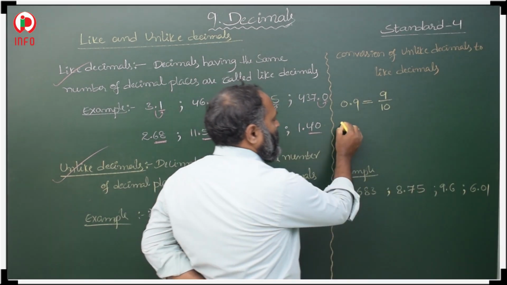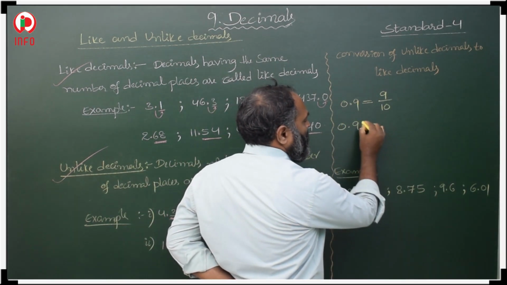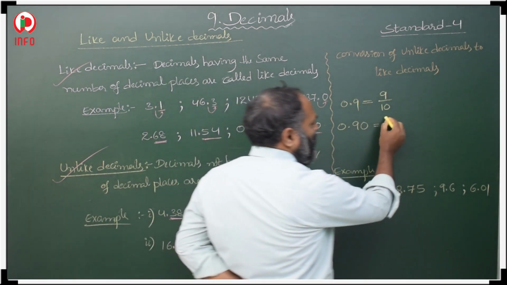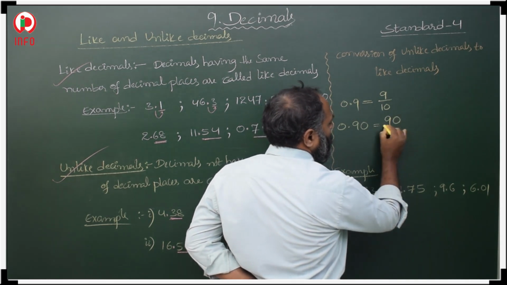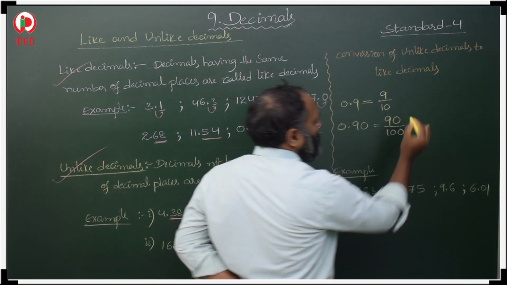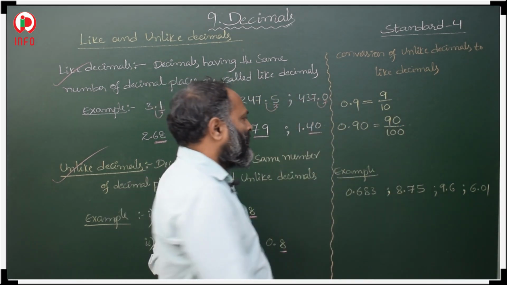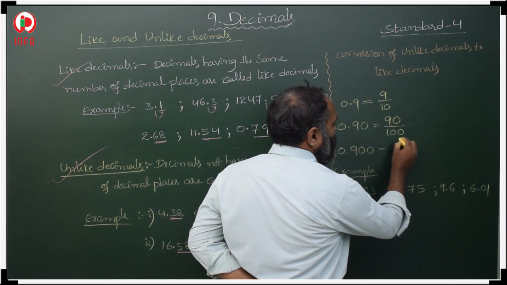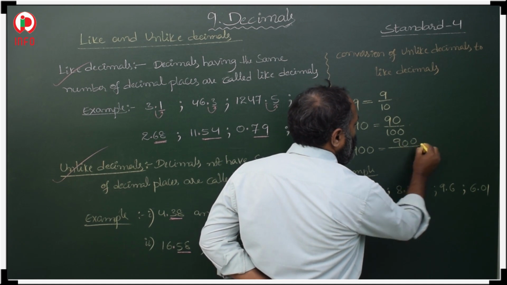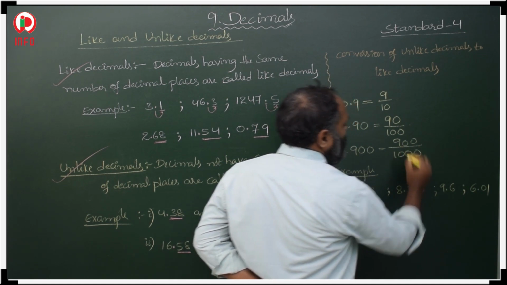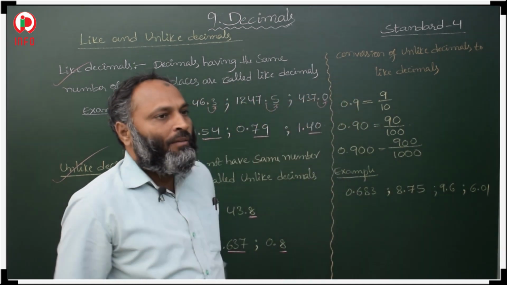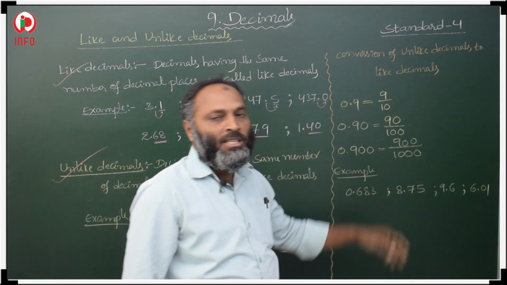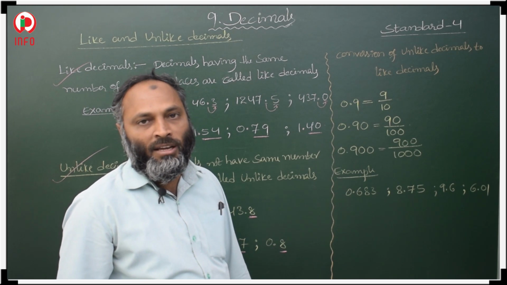If I take 0.90, 0 is in the hundredths place, so how do we write 90 by hundredths? Then 0.900 is 900 by thousandths. So we take it like this: 9 by 10, 90 by 100, 900 by 1000, all these values are equal.